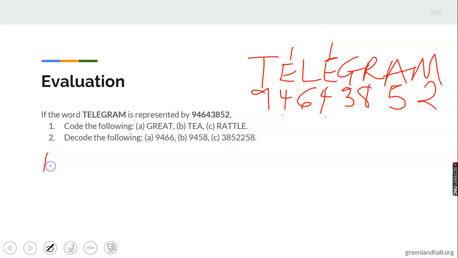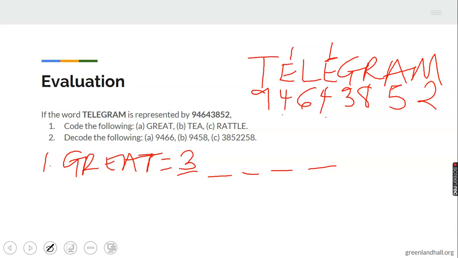Then you decode. Great will be the what now? What's great? You ask yourself, G is what? Great. G-R-E-A-T. So G is what? That's 3. Okay? And then R is what? R is 8. So you answer them.